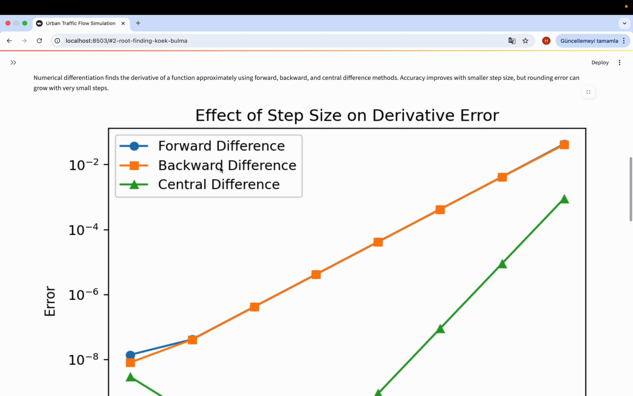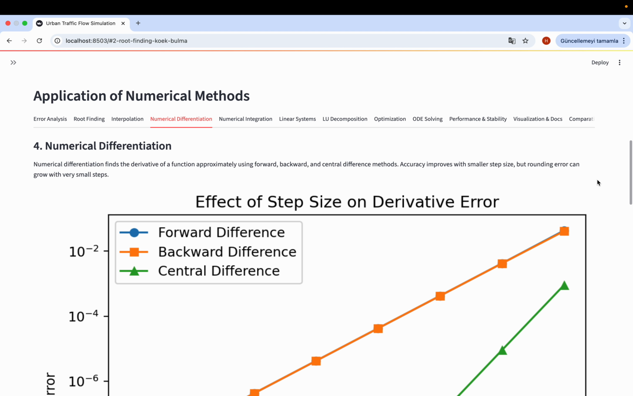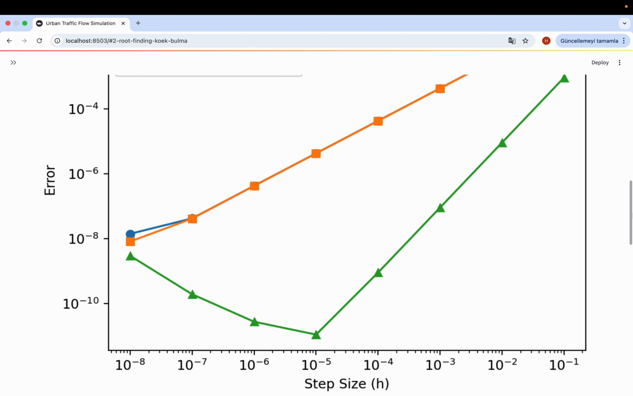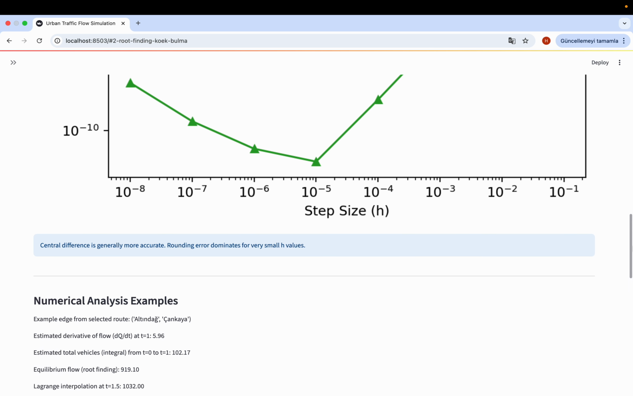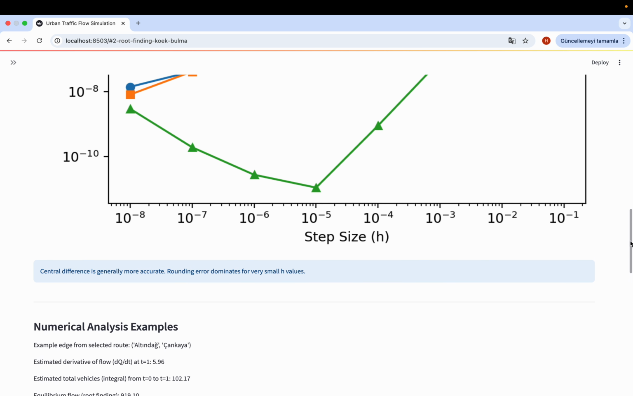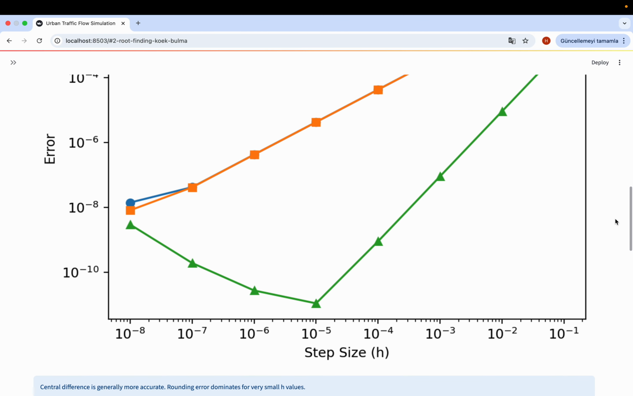Each method was evaluated against a known function, f(x) = sin(x), to understand its error behavior. We observed that central difference consistently outperformed the others in accuracy, especially when small step sizes were used.